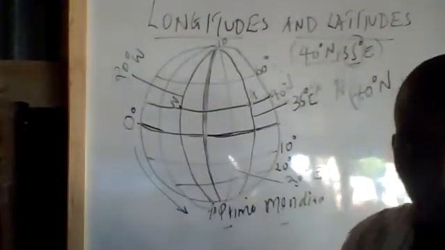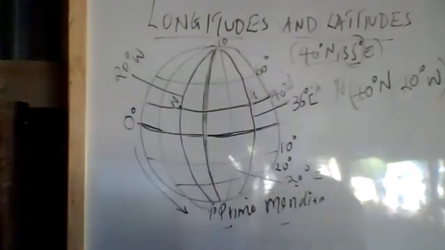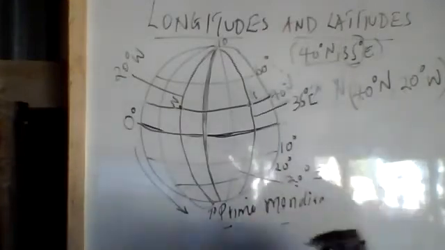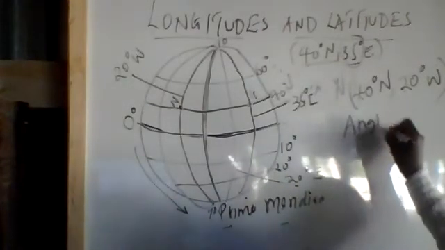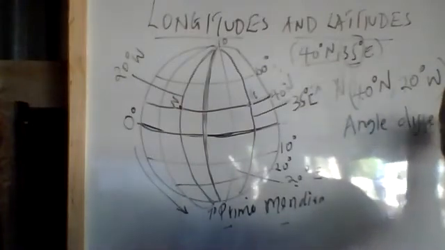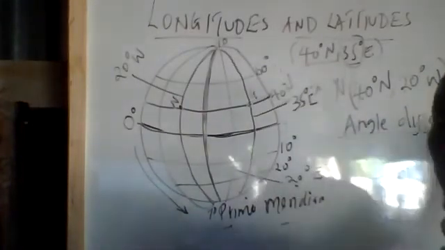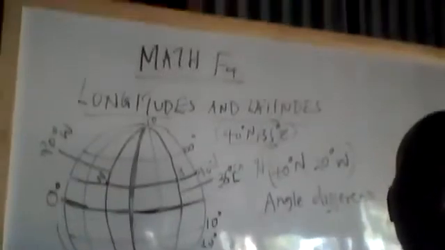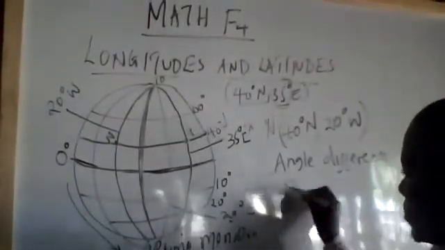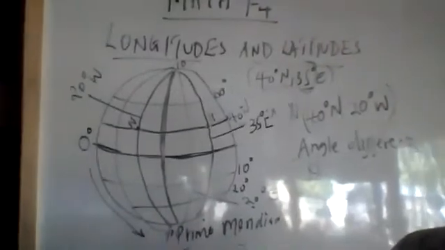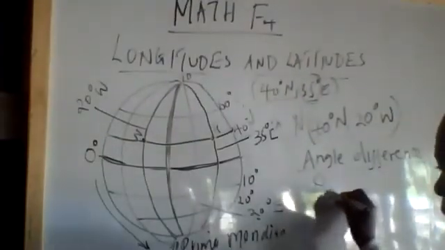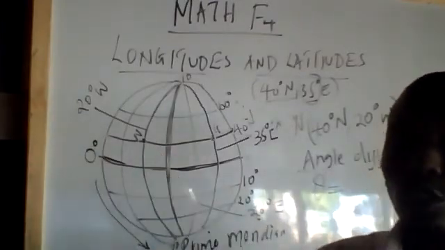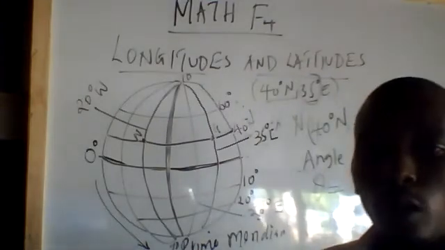If that is the case, how do we get what we call angle difference? There's something that we call angle difference. We said angle difference is abbreviated by theta. This particular theta can be found by just finding what are the total degrees from one point to the other point.